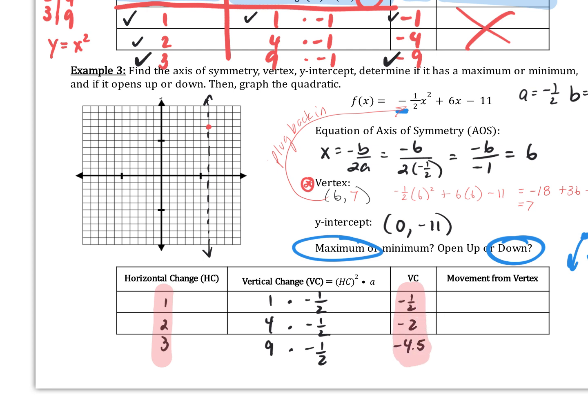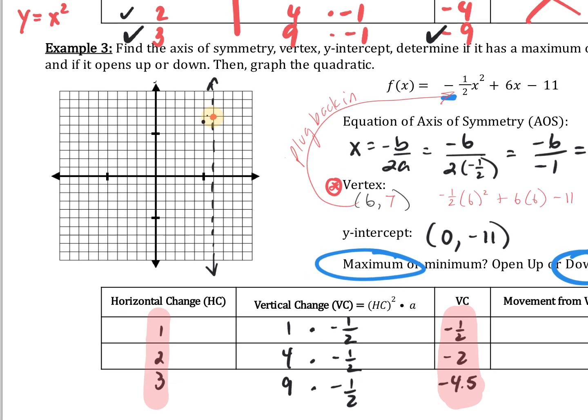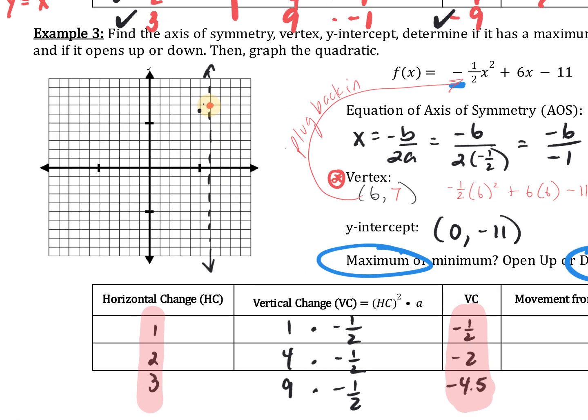All right, so I've started here at my vertex. Start here at my vertex, and now I'm going to graph, okay? So I'm going to go left 1, and I'm only going to go down a half, which puts me in between the two. And then I'm going to go left 2, and I'm going to go down 2. I'm going to go left 3, and I'm going to go down 4.5. 1, 2, 3, 4.5. Okay, so this graph starts going out like this.